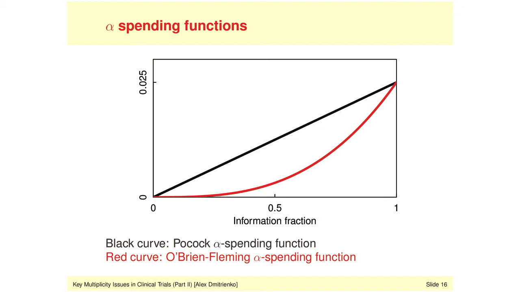Very briefly, we see that with the Pocock approach to setting up stopping boundaries, and here I'm looking at the black line, the alpha is spent in a linear fashion. When we switch to the red curve, we're going to be looking at the O'Brien-Fleming alpha spending function. In this case, it's clear that the type 1 error rate is spent very slowly early in a trial.